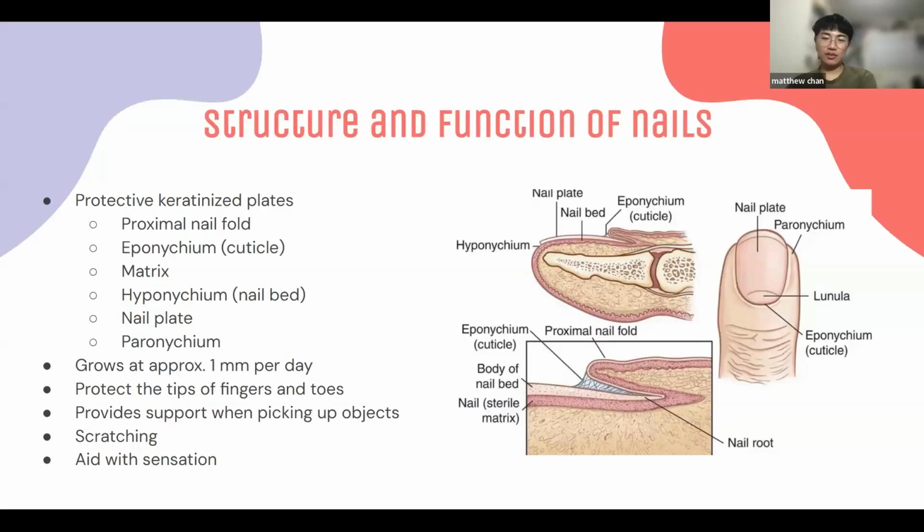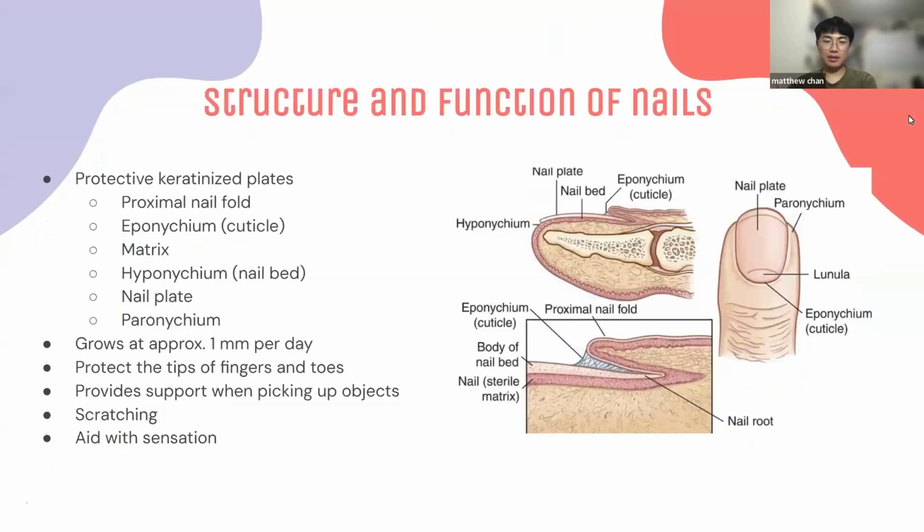For the structure and function of the nails, the nails are basically protective keratinized plates. So you have the proximal nail fold, the eponychium, which is your cuticle, the matrix, which is where the new nail grows from. Oh, and the cuticle also protects the tissue that grows new cells to build your nails. And then you have the nail bed, the nail plate, and the perionychium.